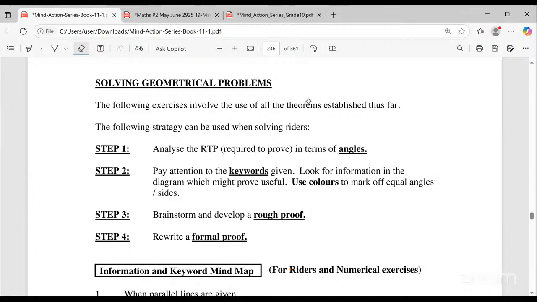If you have a parallelogram, opposite angles are equal, opposite sides are equal and parallel, then you work around that. Then you can conclude by saying this quadrilateral is a parallelogram.